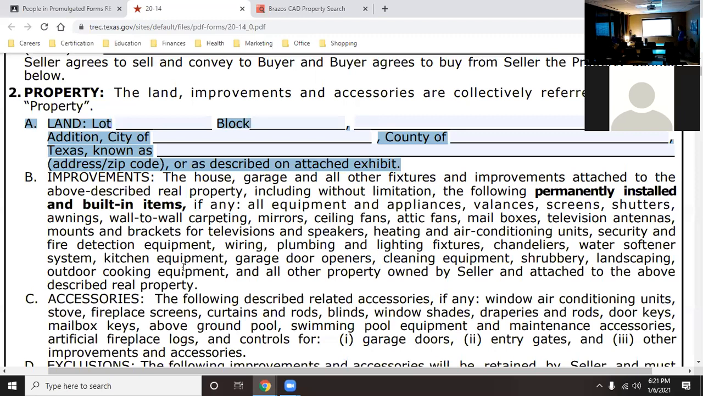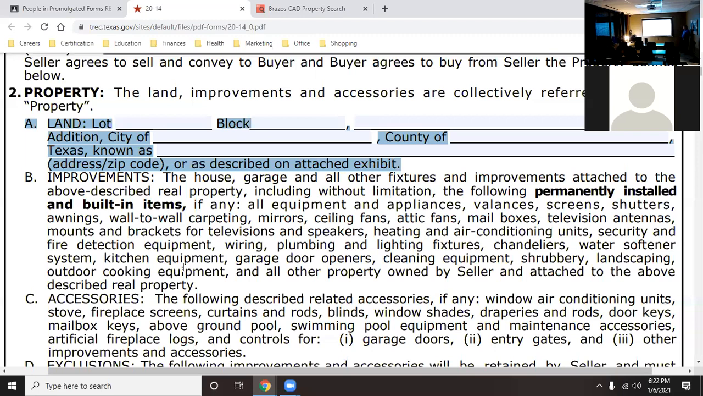Automatically. So the improvements. The house, of course, is going to convey. Can't take the house with you. The garage, you don't get to take with you. Any and all fixtures and improvements that are attached to the above described real property conveys, including without limitation the following permanently installed and built-in items. It's very important. Because as we go through here, sometimes those items may not be permanently installed.